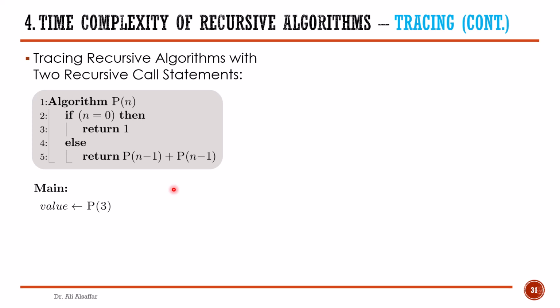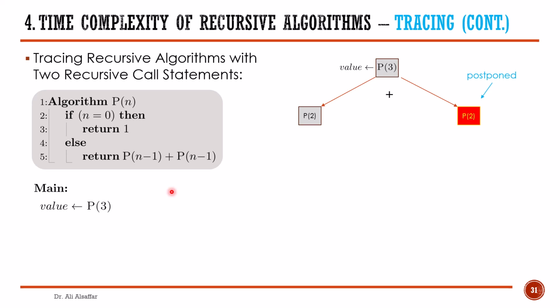Just a quick remark. In the pseudocode, although the two calls at line 5 are combined in one statement, they are in fact executed as two separate recursive calls by the CPU. That's why we are considering this algorithm as an algorithm that has two recursive call statements. When the algorithm is called the first time in the main program with P3, passing 3 as a parameter, since 3 is not equal to 0, the algorithm will jump to the else statement at line 5 and start calling itself twice with a parameter equal to 2.